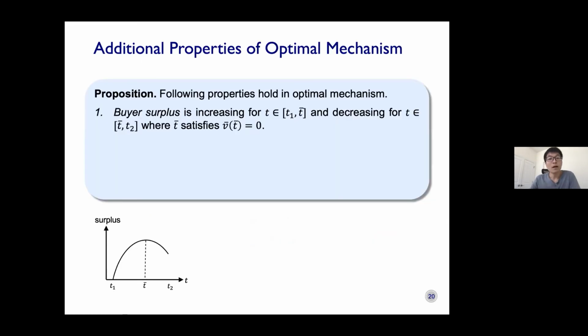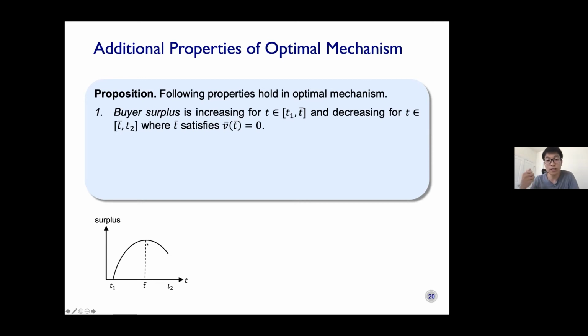As a byproduct, the optimal mechanism also gives us a characterization of some of its properties. For example, we can show that the buyer surplus is increasing for T from T1 to T bar and decreasing for T from T bar to T2, where T bar is a particular type satisfying V bar T bar equals 0. Here's a figure that you can see. This is the T bar.